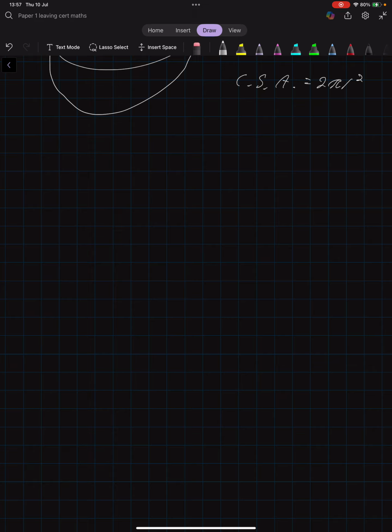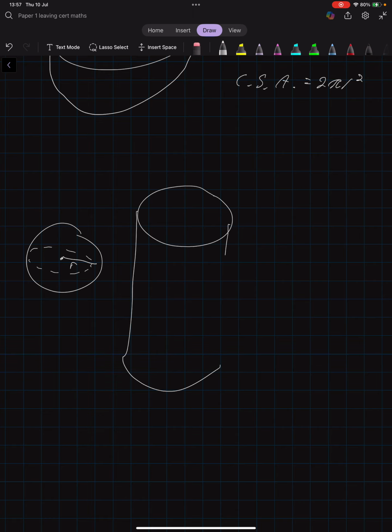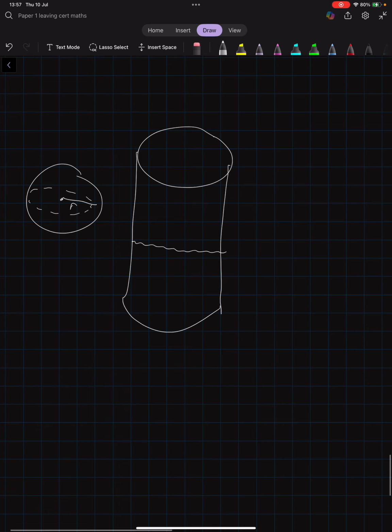Now, one very important one that comes up is something that appears in junior cert and leaving cert, and loads of people struggle with it. Basically you have a ball where you don't know what the radius is, and you have a cylinder like this that has some amount of water in it, or some liquid, it doesn't really matter, but just say it's water for the argument.